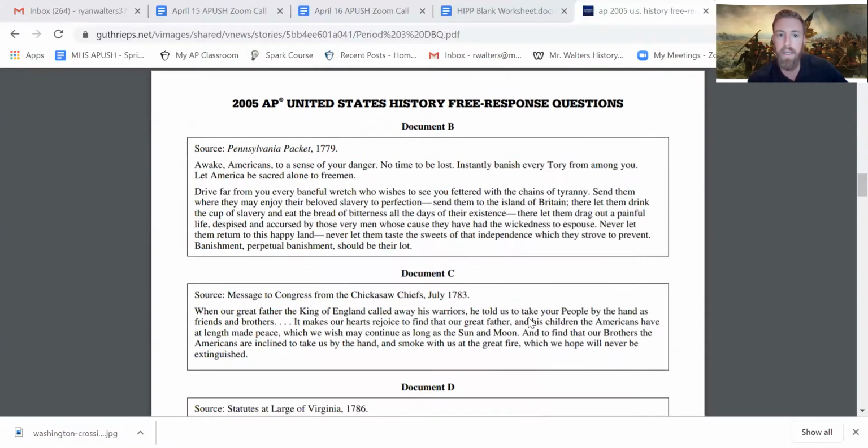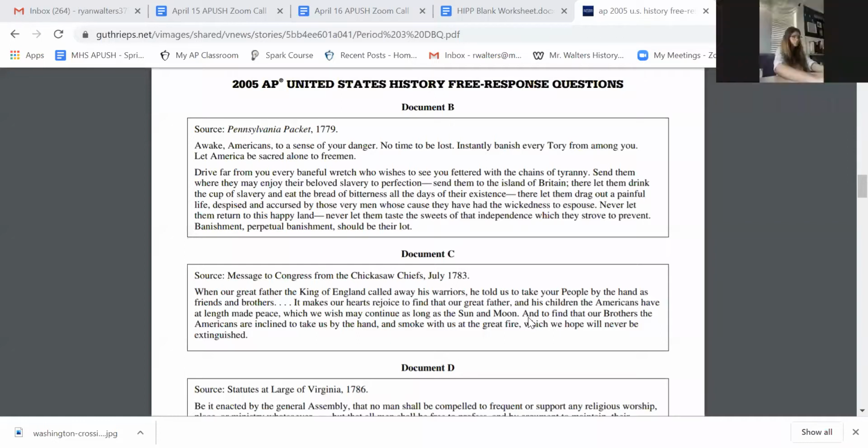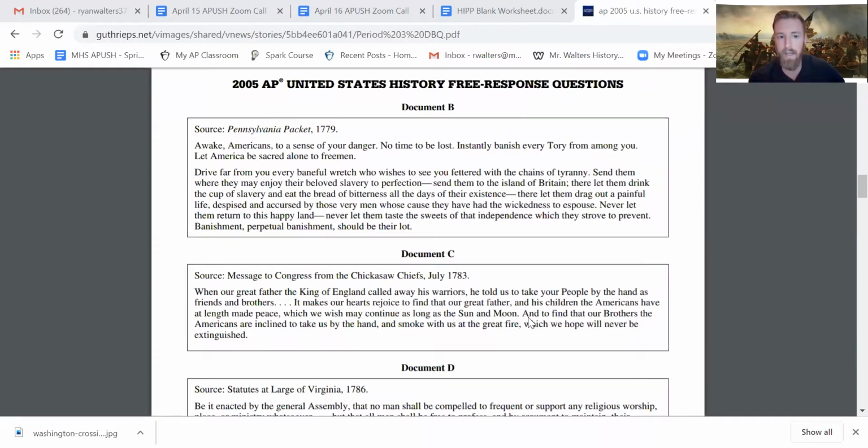So here's document B. And guys, I'm going to read this out loud. I know some of you guys can see this just fine, but some of you are tuning in on your phone. This is really small. So I'm going to read it out loud before we go over it. This is a Pennsylvania Packet from 1779.